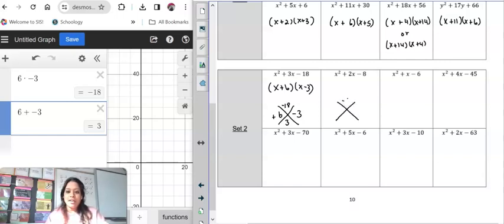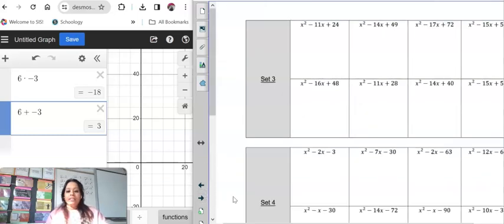So you know that you have to have a negative product. So 4 times negative 2 gives me negative 8, and then 4 minus 2 gives me 2. So this is going to be x plus 4, and then x minus 2. Okay, I am running out of time on this video, so I'm going to go ahead and do the next 2 sets real quick, and then I do have the answer key on Schoology, so you guys can check there.